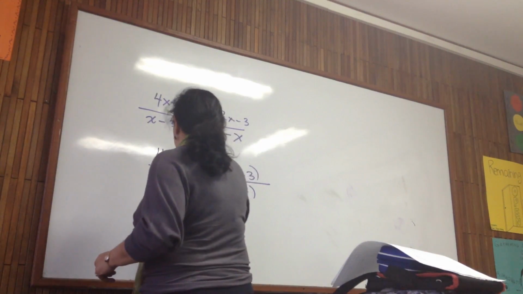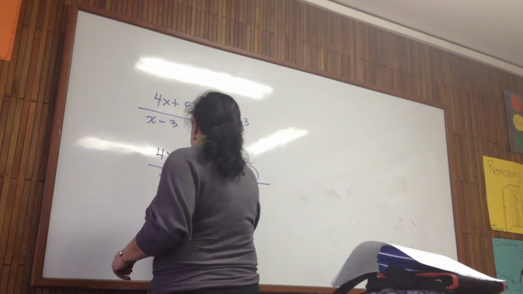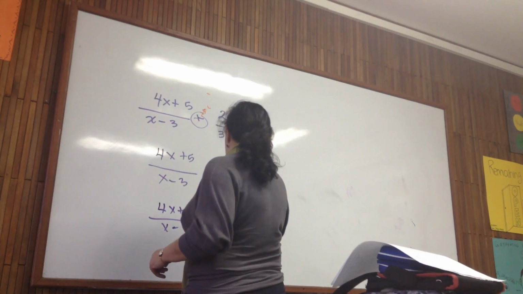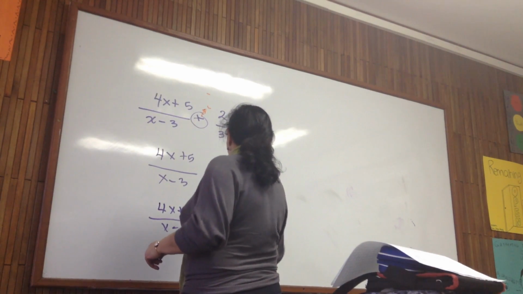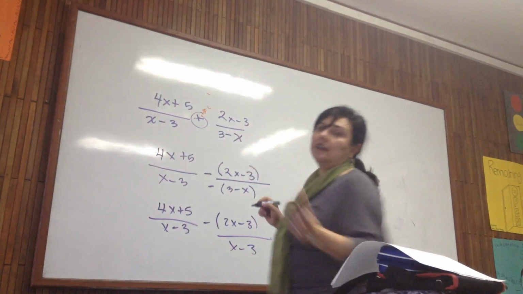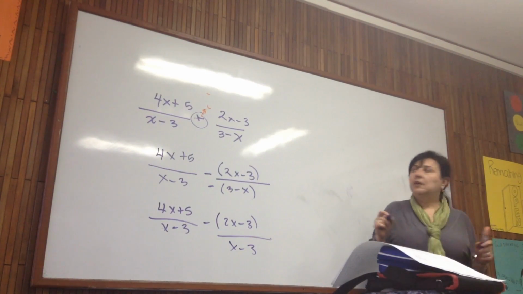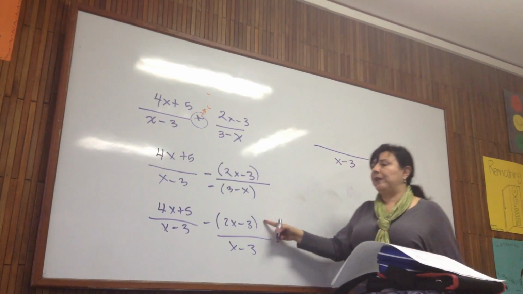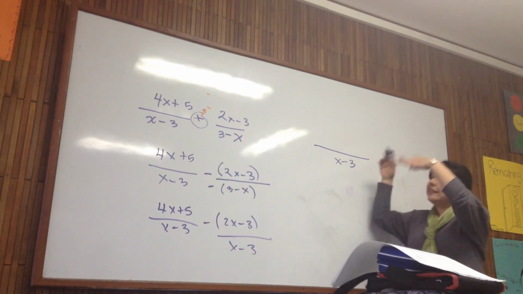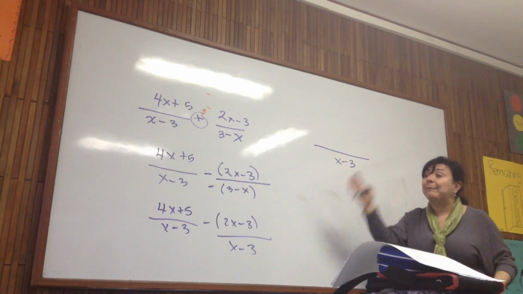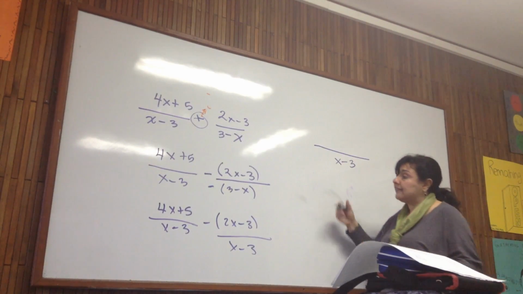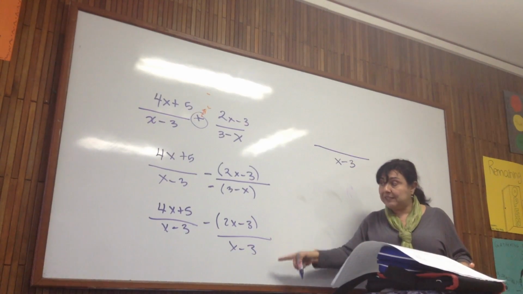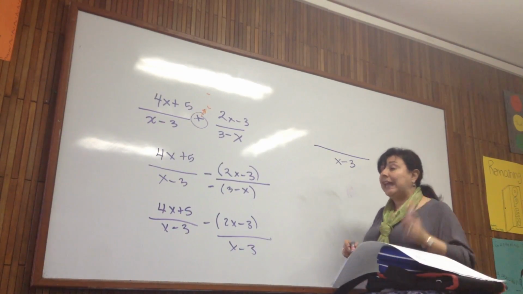Okay, so we've got 4x plus 5 over x minus 3, minus 2x minus 3 over x minus 3. Yay! Same denominator. So now I put this in the same denominator. Why did I put the parentheses? So that when I put everything in the top, I don't forget that that minus is for everyone, not just the 2x. It is the most common mistake everybody makes, not putting the parentheses and then just putting the minus on the 2 and not on the 3.